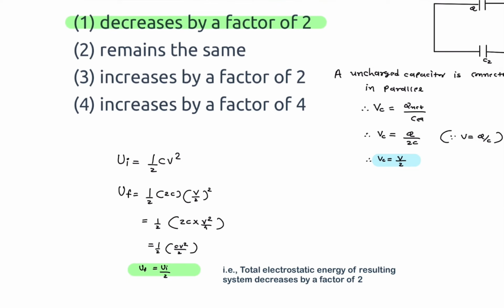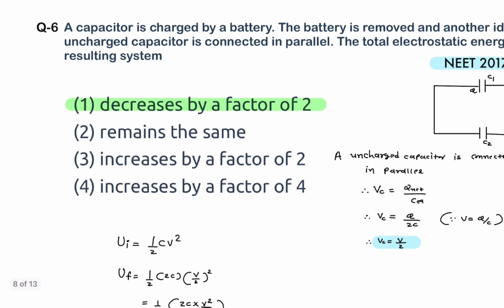So option A is correct, that the final energy or total electrostatic energy of the resulting system is decreased by a factor of 2.